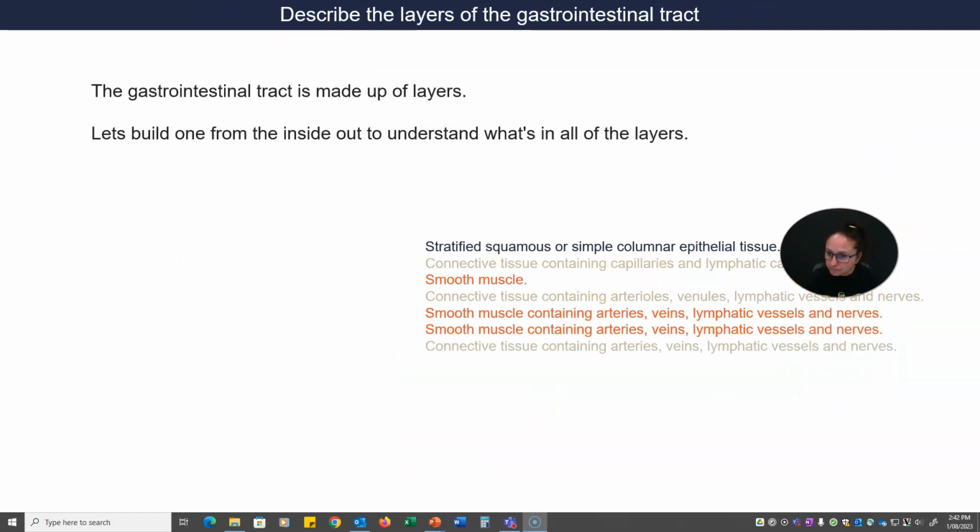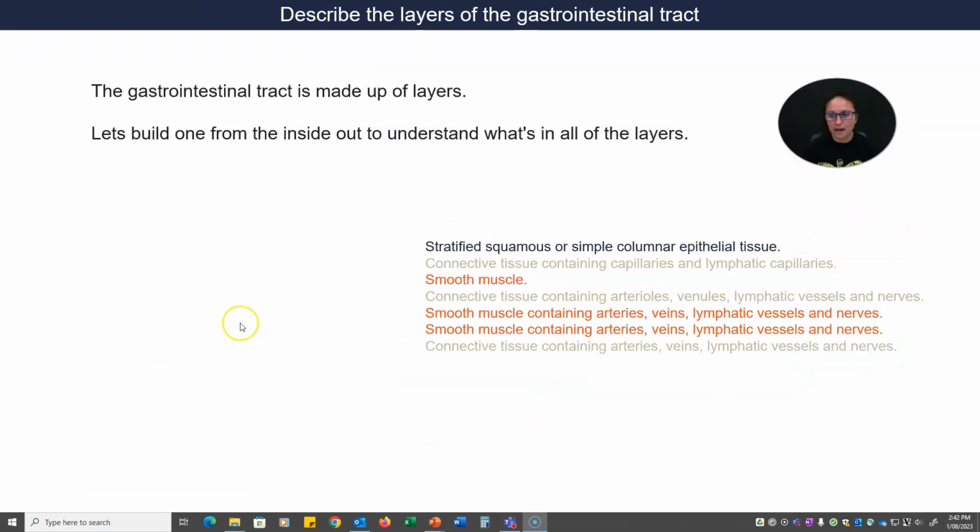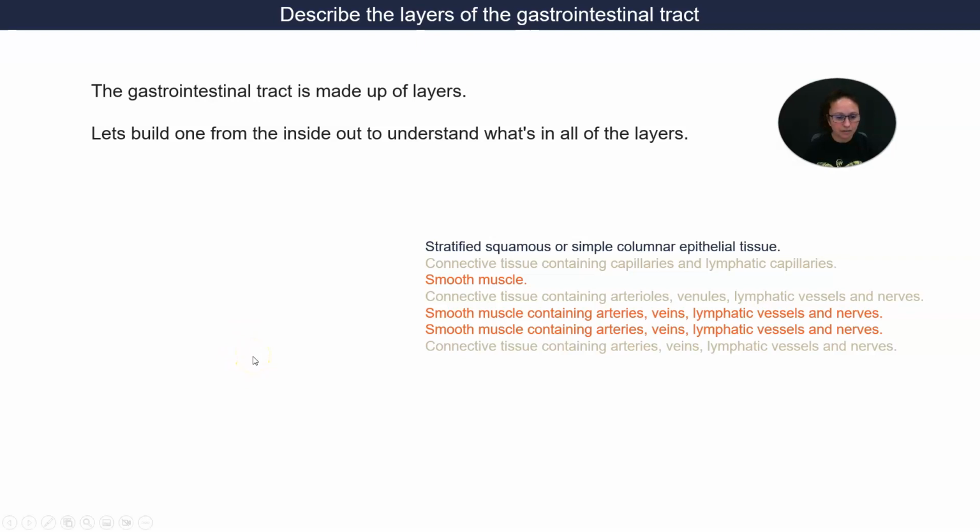Okay, let me move ourselves out of the way. This long muscular tube is made up of layers. We're going to build one of these gastrointestinal tracts from the inside out in order to understand what's in all the layers of this tube, okay? We know it's got muscle, but what else is in there? So let's have a look.